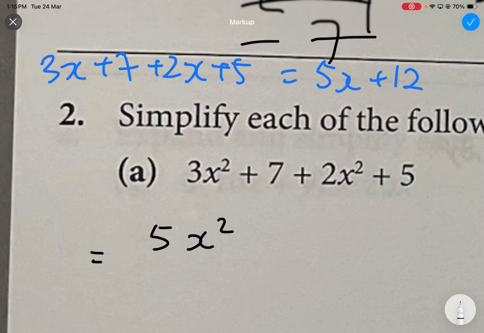Okay? After that, I find all the x squared already. Now I go and find all the x. I have a 6x, I have a 4x. So 6x and 4x, I can add them together. I will end up with 10x.